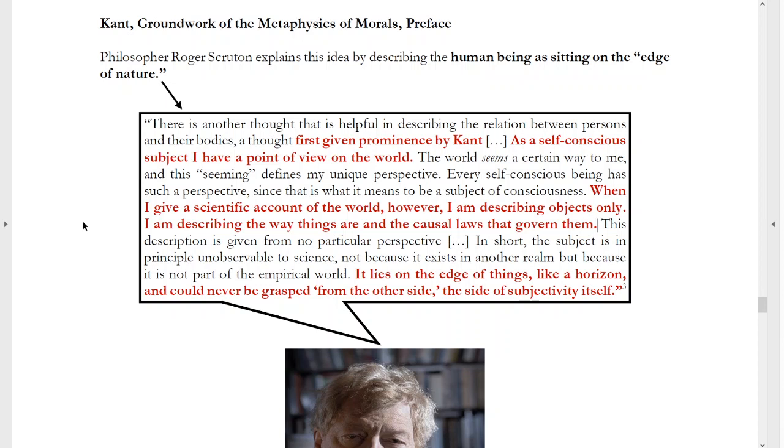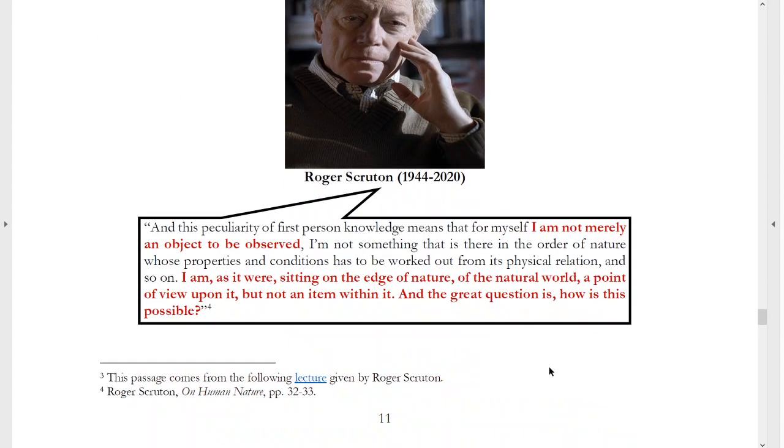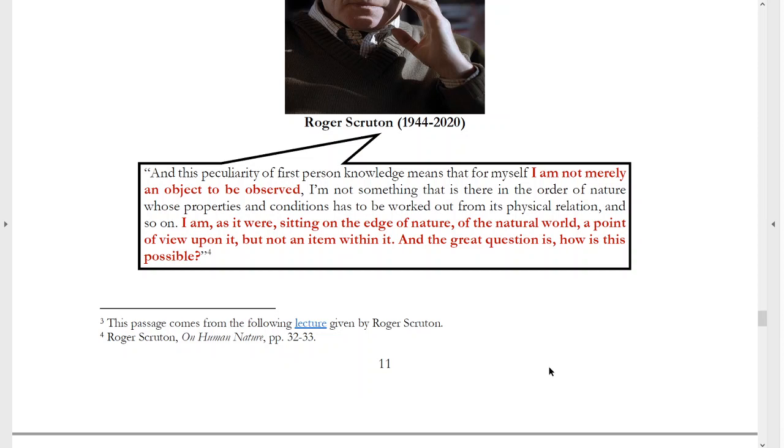And so, what Scruton says is that the person or the subject lies on the edge of things, like a horizon that can never be grasped from the other side, the side of subjectivity itself. Now, why does he say that the human person, the subject, lies on the edge of things? Well, here's another quote from his recent book on human nature. "And this peculiarity of the first-person knowledge means that for myself, I am not merely an object to be observed. I'm not something that is there in the order of nature, whose properties and conditions has to be worked out from its physical relation and so on."